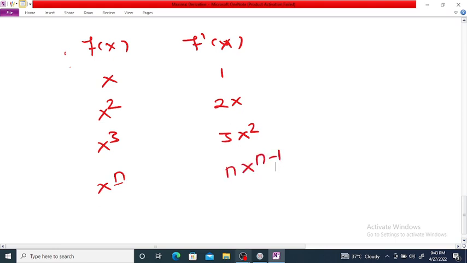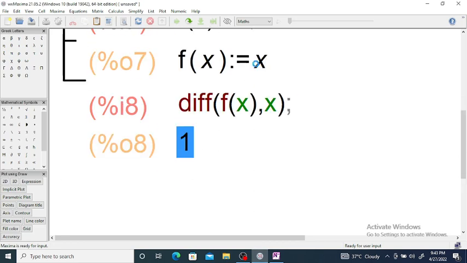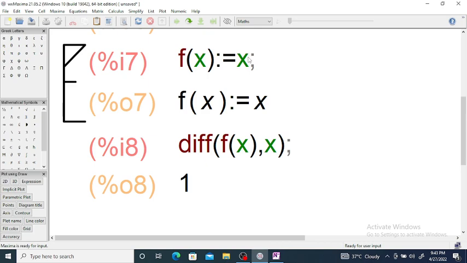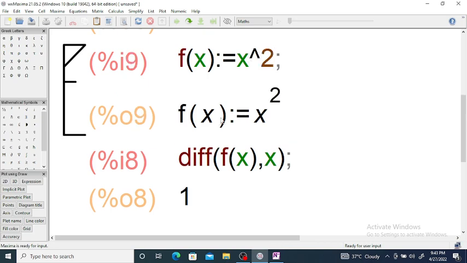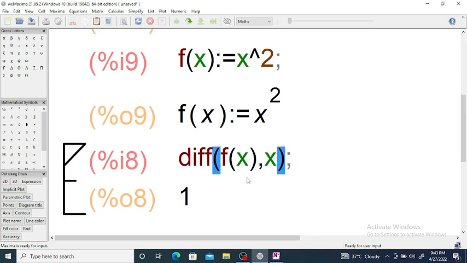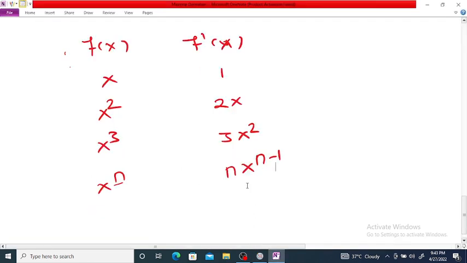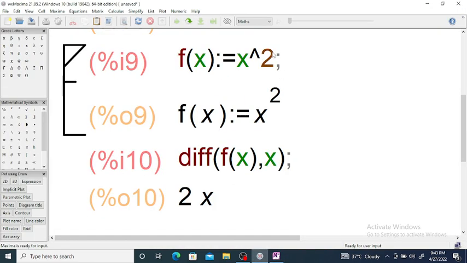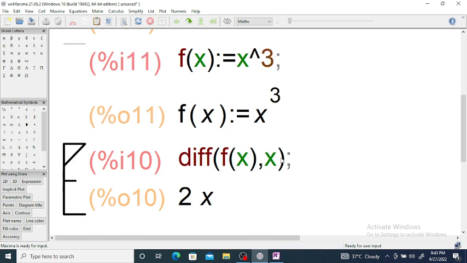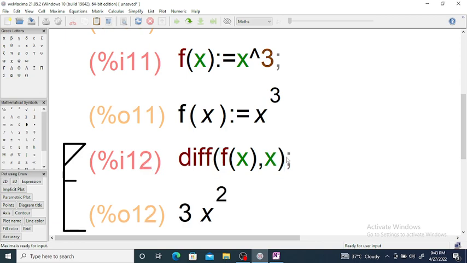You can check here in Maxima also. If f of x is equal to x square, and if we write its derivative, the differentiation is twice x. So if it is x square, then its derivative is twice x. If it is x cube, instead of 2 if you write x cube, then its derivative is equal to thrice x square. So now next.